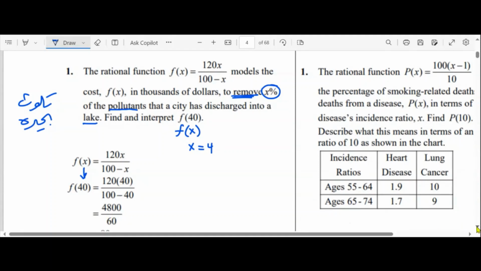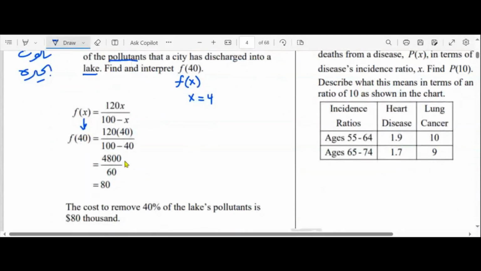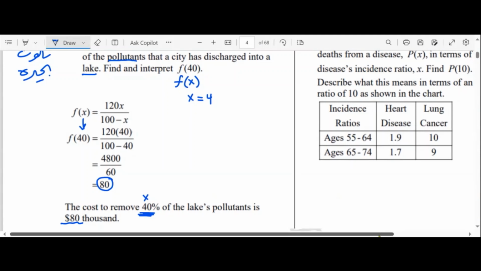And then, yalla, do the calculation and you should get 80 at the end. Okay? So the cost to remove 40% of the lake pollutants or pollution is how much? $80,000. Is this clear? Yes. Let's go to another example.